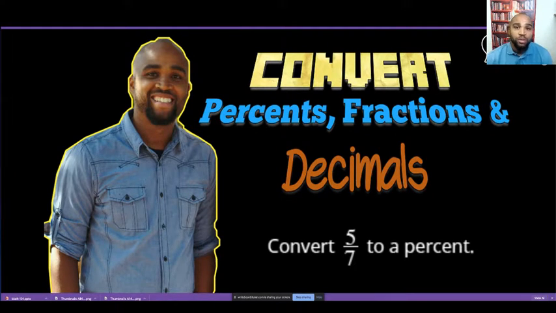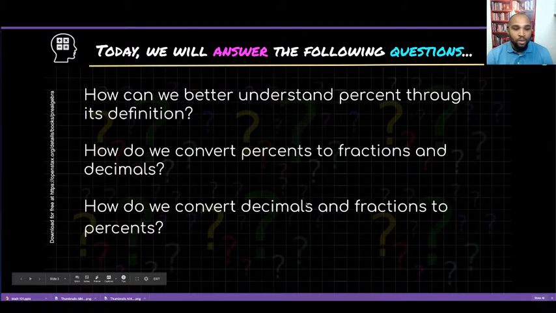Today, as you see on your screen, we will be talking about converting percents, fractions, and decimals. So we're going to go back and forth between decimal to a percent to a fraction to a percent, and so on. You really want to get good at that skill because you'll find it very useful as you move forward in your math journey. So let's get to it. By the end of this lesson, you'll be able to do this type of problem: convert 5/7 to a percent. So it should be pretty simple after this.